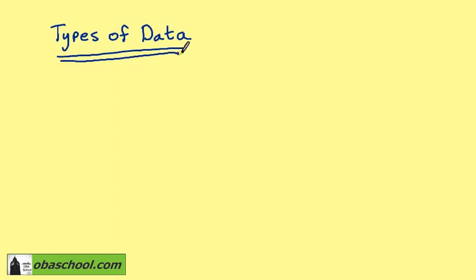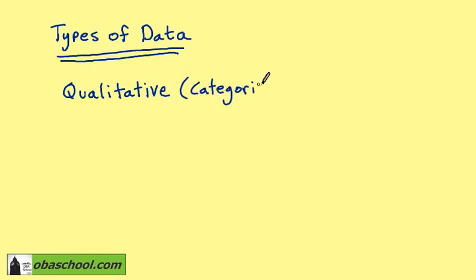In this section, we're going to introduce the types of data that you might meet throughout the course. Essentially, there are two types of data. The first type is what's known as qualitative data. Qualitative data is descriptive, or sometimes described as categorical data. This type of data includes things like colour. Essentially, qualitative data is non-numeric.